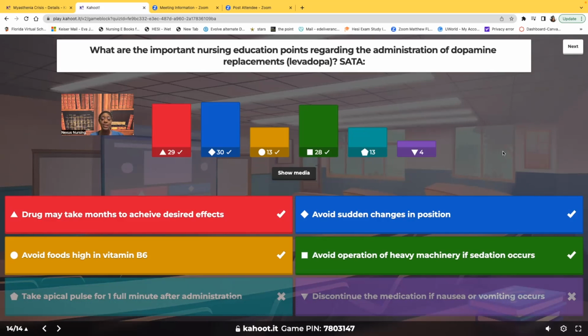Yes, to avoid sudden changes in position. We don't want to be dealing with positional or orthostatic hypotension. Yes, to avoiding foods high in vitamin B6. Why? That vitamin B6 binds the dopamine, and it makes it not effective. So you're going to teach a patient to avoid foods high in vitamin B6, avoid high protein foods such as meats and liver, those types of foods. Avoid foods high in vitamin B6 because it makes the levodopa not as effective.